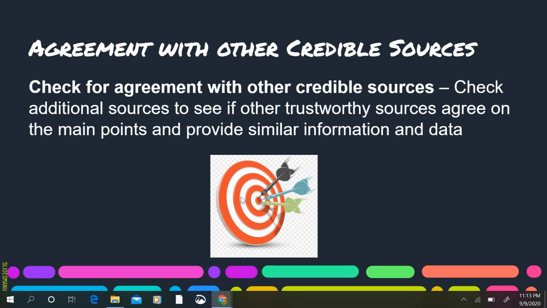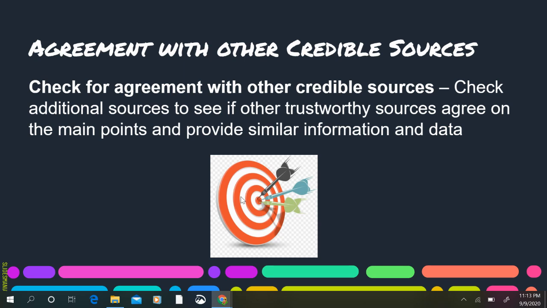And finally, we want the source that you're reading to agree with other sources that we have checked out and felt are credible. If you find that sources do not agree, it does not necessarily mean that it's wrong, but it means that you need to do further research and find out what is behind this strange opinion that doesn't agree with everybody else's opinions.